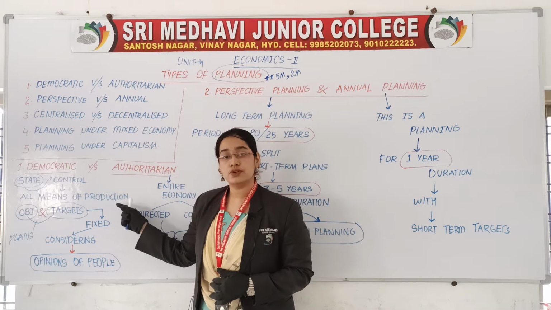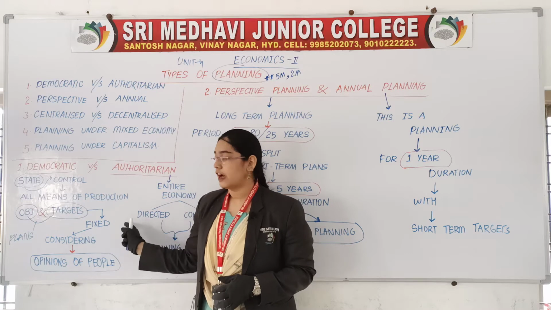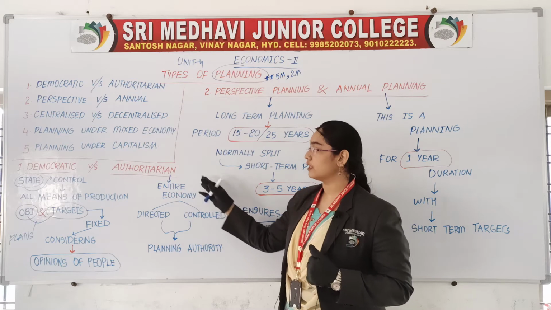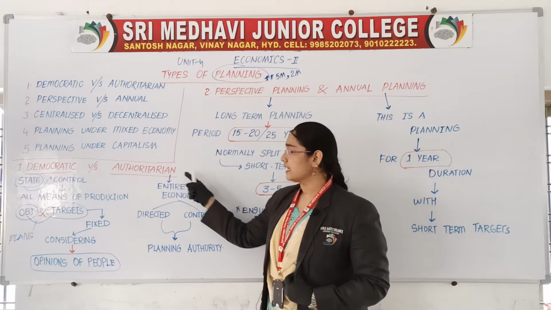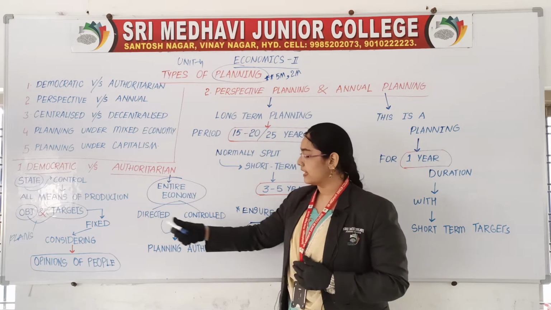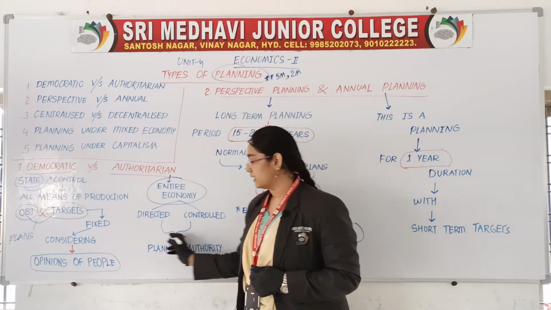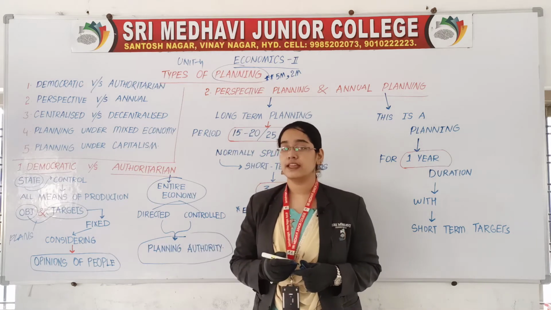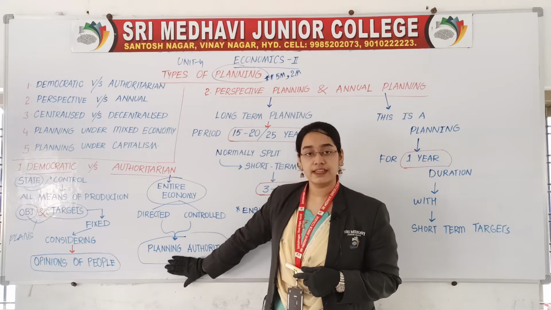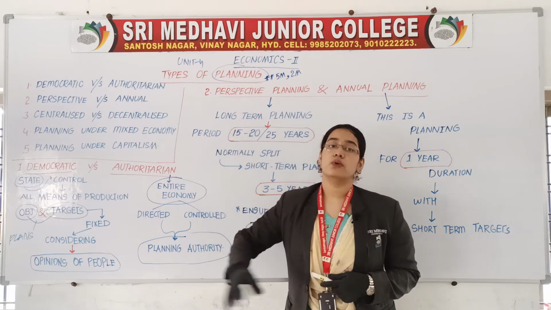The state will have control on all means of production. Objectives and targets of the plan are fixed by considering the opinions of people. Whereas coming to authoritarian planning, the entire economy is directed and controlled by the planning authority. That means here we are not having any authority to make a plan. Only the planning authority has the power to direct as well as control the whole economy.